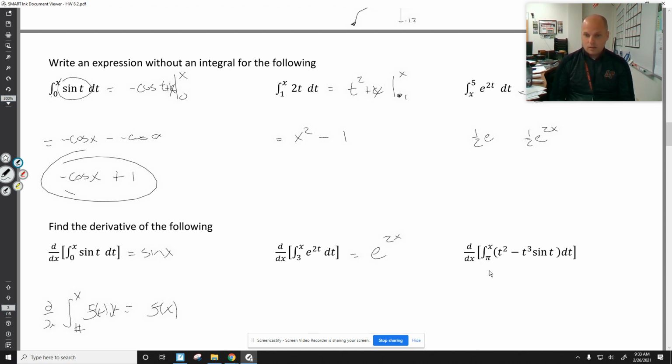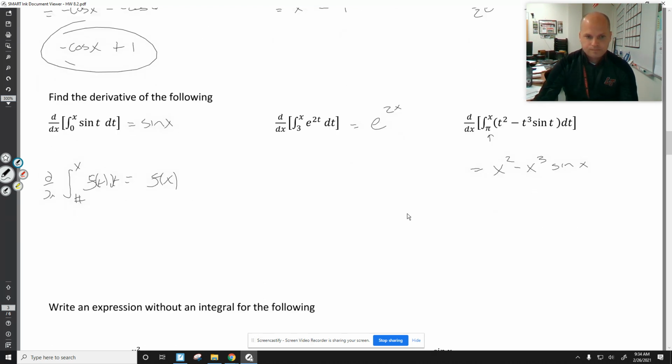This, again, the pi doesn't matter. Unfortunately here, I can't take the antiderivative. I can't do the steps of taking the antiderivative because of this product. So you just have to go with derivative of the antiderivative. This number doesn't matter because I'm going to take the antiderivative of it and plug in pi. That's a number. Take the derivative of that, it goes away, 0. So that's why I know it's just going to be the derivative of this, x squared minus x cubed sine x. The t's go away, get replaced with x's.